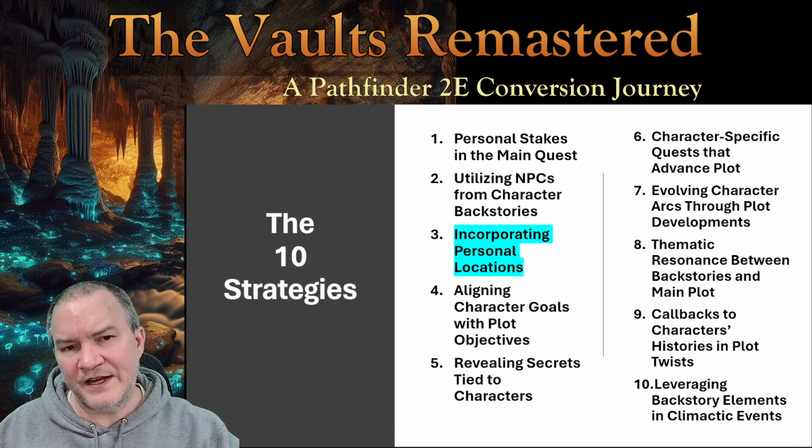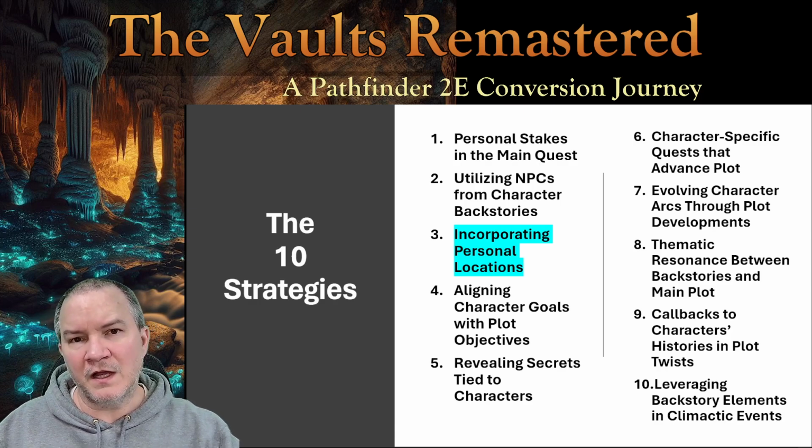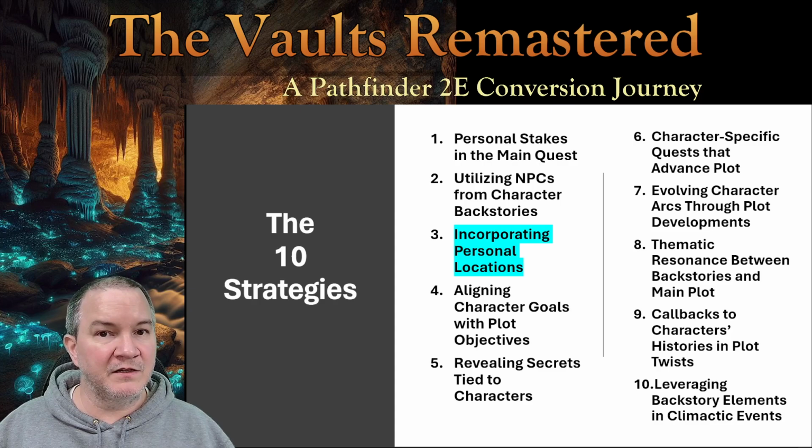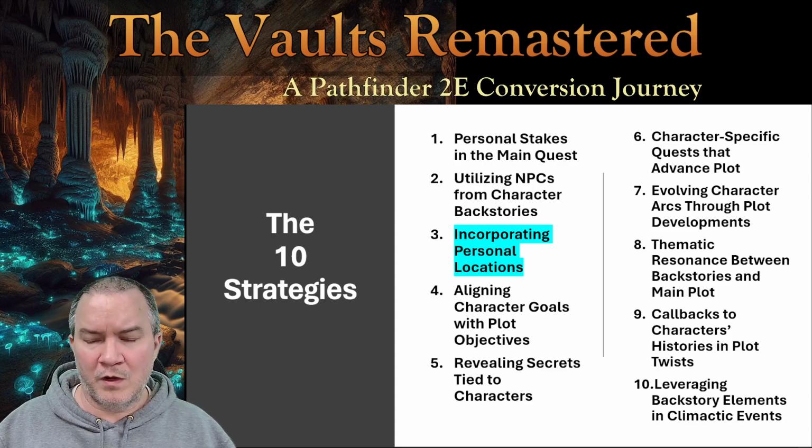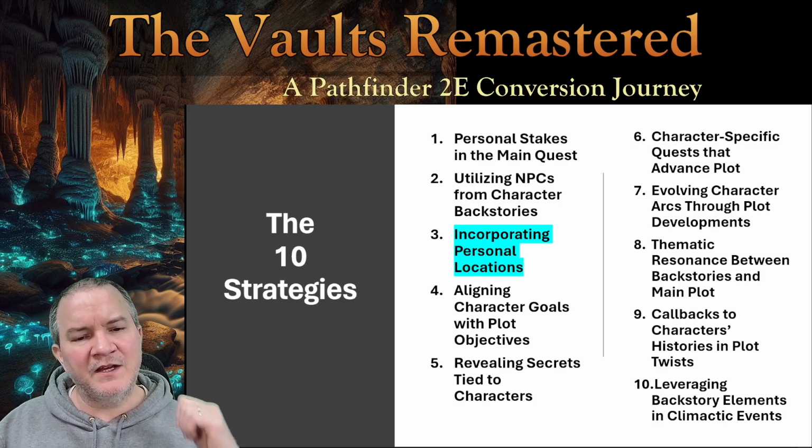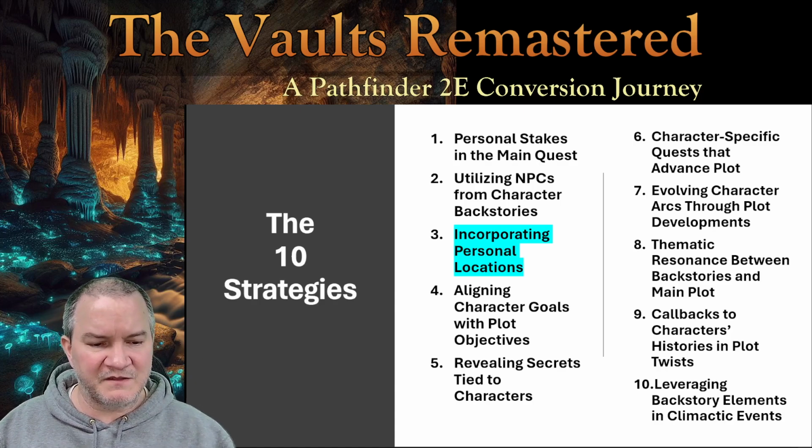So I got 10 strategies here. The third one is talking about the places that your characters are from or have significance in their lives. Hey, where am I getting all this information from all my characters? Am I just making this stuff up?